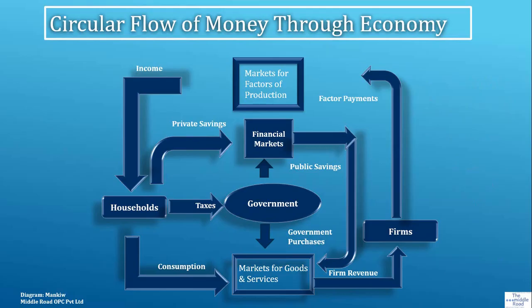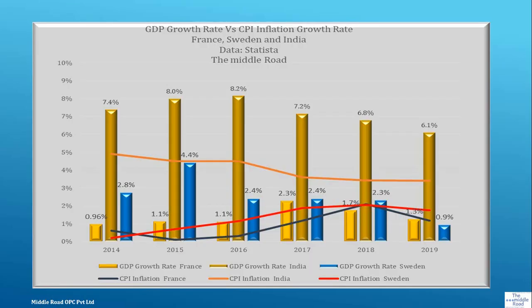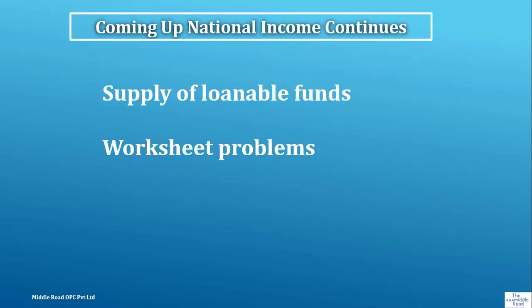So now we know the circular flow of money, how it moves through the economy, so you have a fair idea of how the economy moves. This is just to give you a sort of chart. We wanted to see how inflation and growth rate have changed between France, Sweden, and India. We see an emerging market grows more, but it also has high inflation. When GDP was growing higher, maybe the inflation was higher, just to give you one fair example.